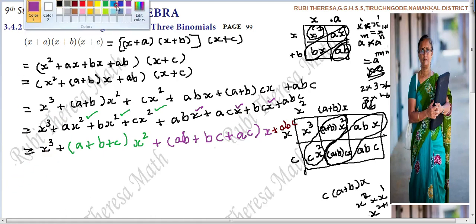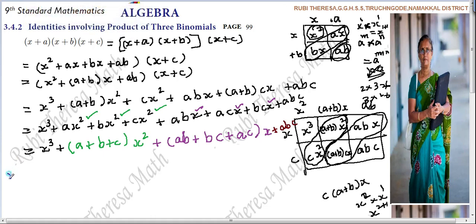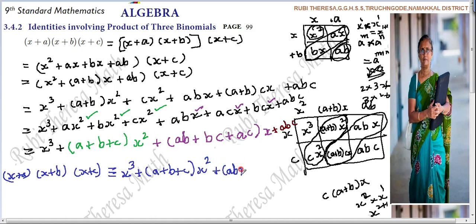Tell me the identity. Yes. X plus A into X plus B into X plus C identically equal to X cube plus A plus B plus C into X squared plus AB plus BC plus CA into X plus ABC.